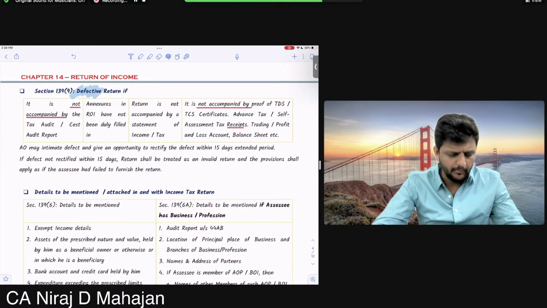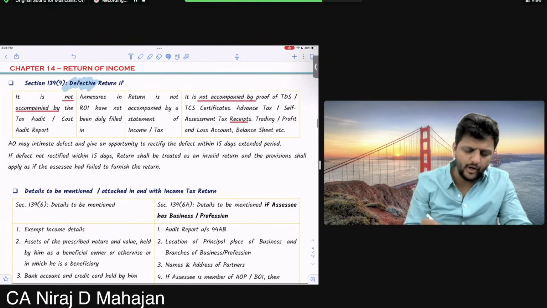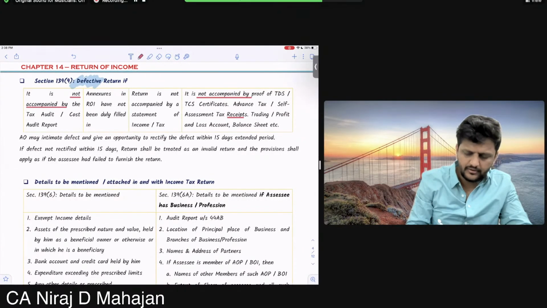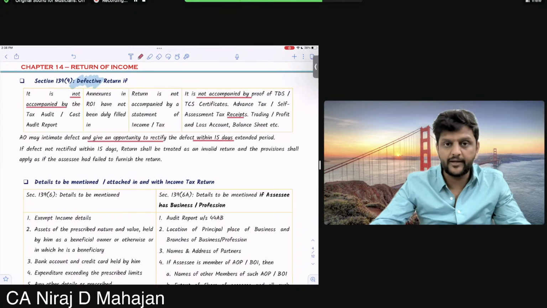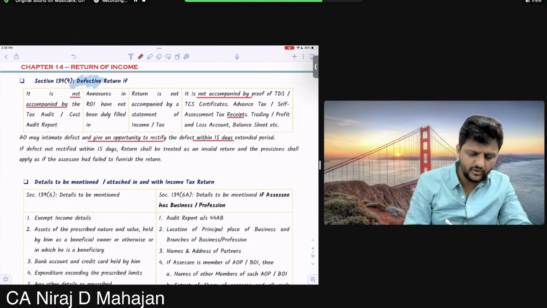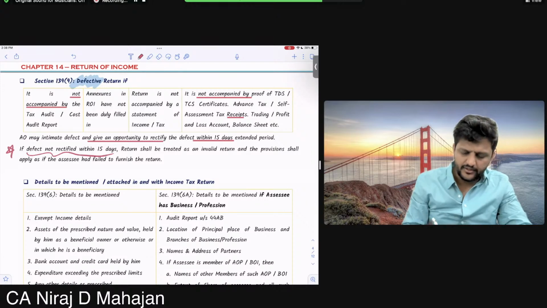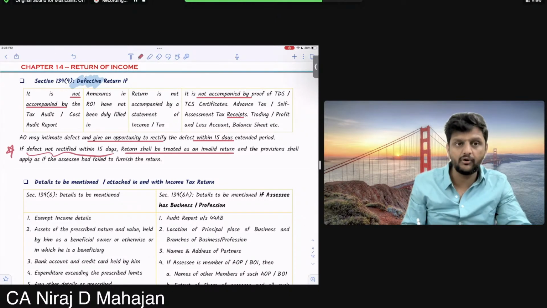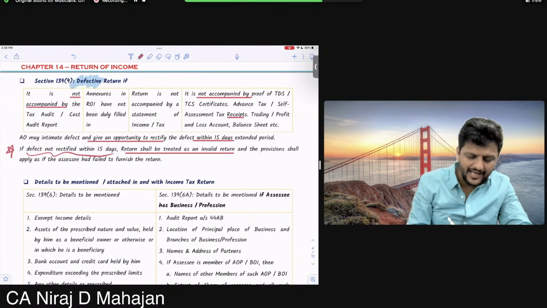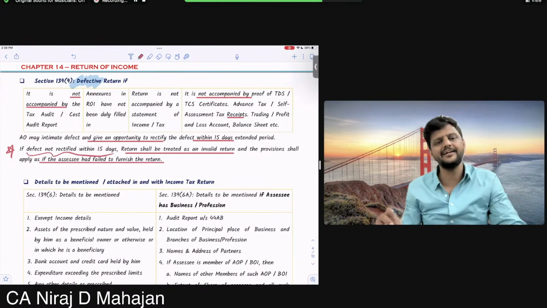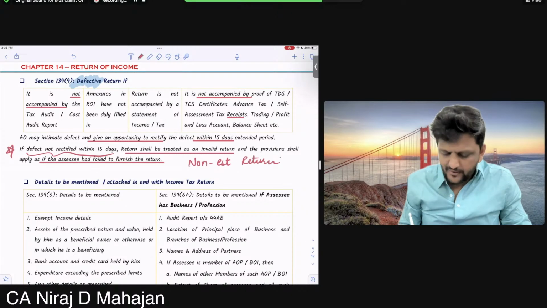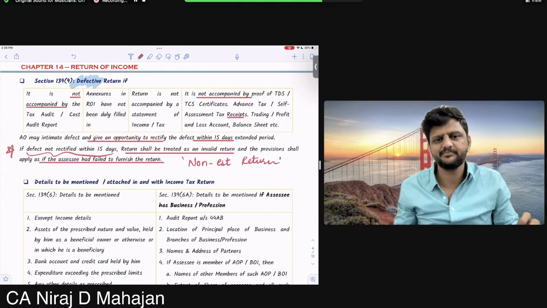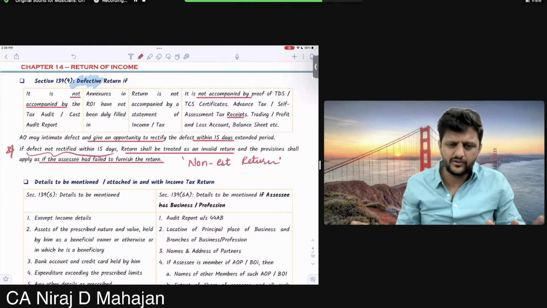Assessing officer. May intimate, meaning inform the defect and give an opportunity to rectify the defect within 15 days or extended period. So, AO will give time of 15 days to rectify. If defect is not rectified within 15 days, return shall be treated as invalid. Pay attention, very important. And the provision shall apply as if the assessee had failed to file the return. We also call it as Non-EST return. Non-EST means it is not. It does not mean what, children? Doesn't exist. Okay, Non-EST, EST. It is for your understanding, not part of the syllabus.